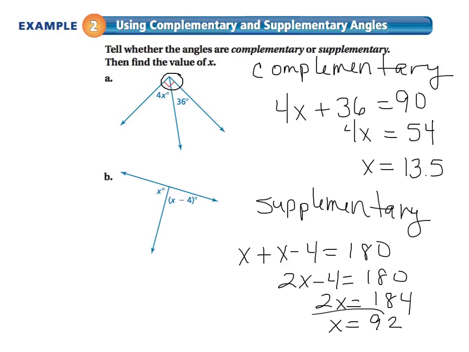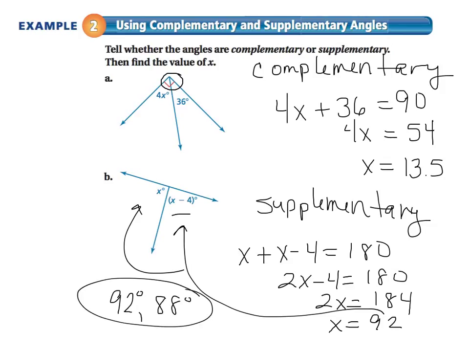Now, if I wanted to know these angle measures, you would just plug them in. And you would get 92 degrees and 92 minus 4, which would be 88 degrees. And if you added those up, it would give you 180 degrees. Now, the question does not ask for these right now, so 92 is my answer. But sometimes it'll say to plug them back in to find the angle measures.